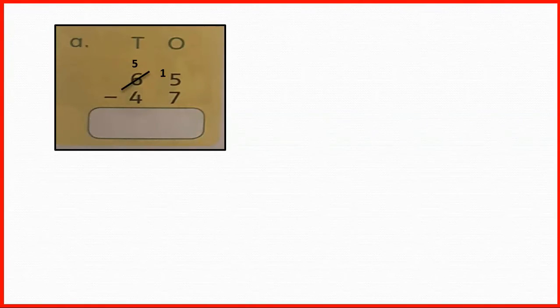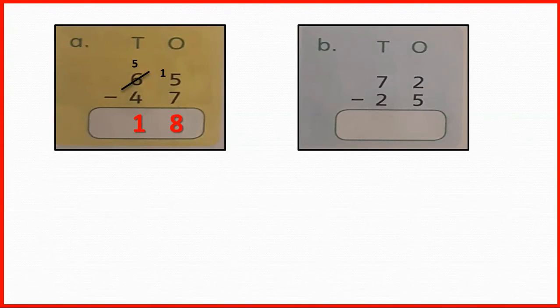Now we can subtract 7 ones from 15 ones. So when we subtract 7 from 15, the number comes 8. And when we subtract 4 from 5, the number comes 1. So overall, the number comes 18. Now I'm going to do part B of question number 1.